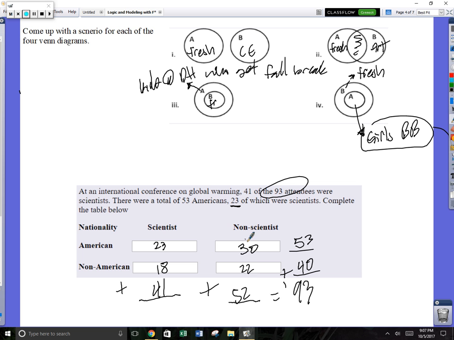And it should work both ways. 30 plus 22 is 52. 23 and 18 is 41. 23 and 30 is 53. 18 and 22 is 40. And both sum to 93. So that works out.